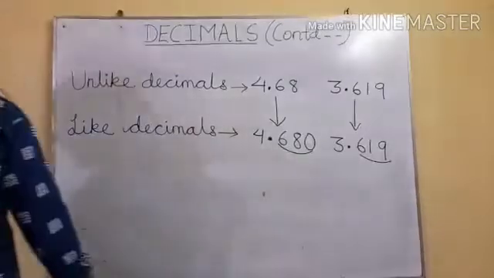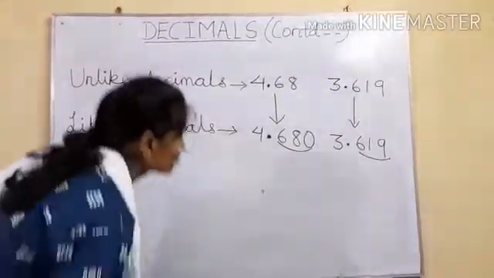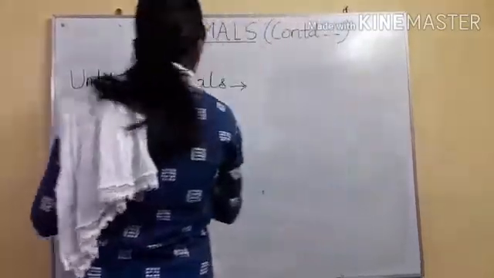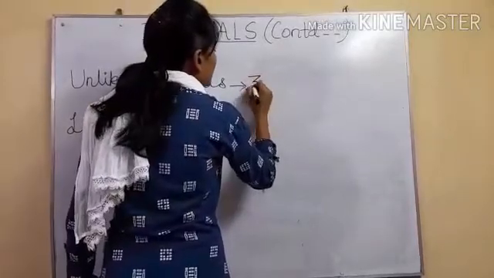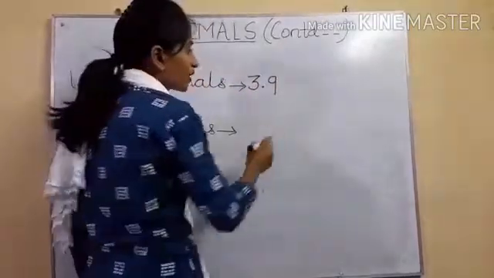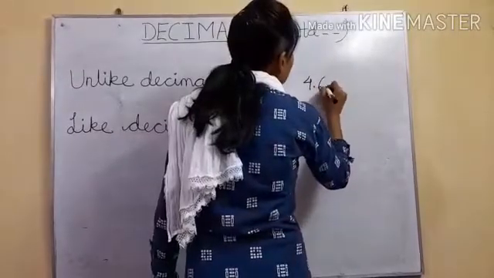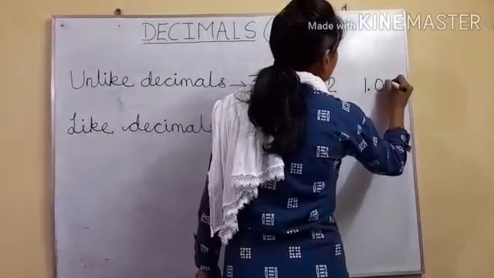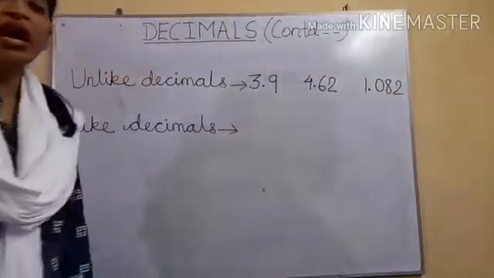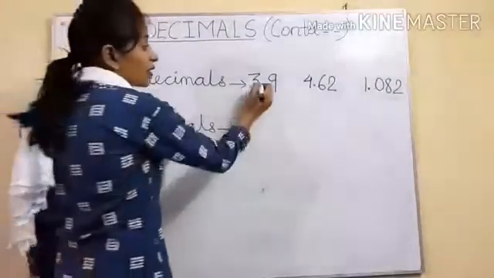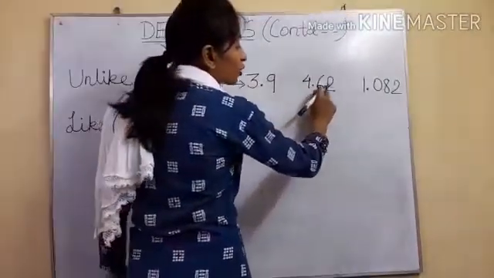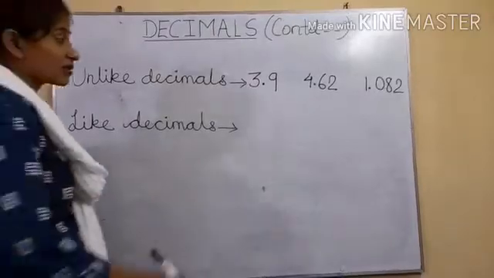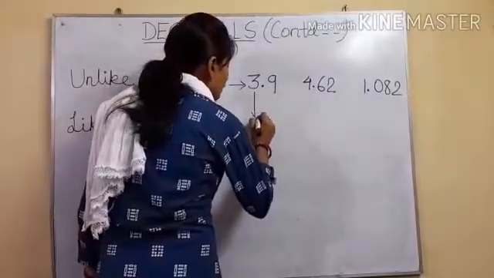One more example we will take. 3.9. Okay. 4.62. One more number, 1.082. These all are unlike decimals. Here the number of decimal places is 1, here 2 and here 3. Now we have to convert into like decimals. How will we do?